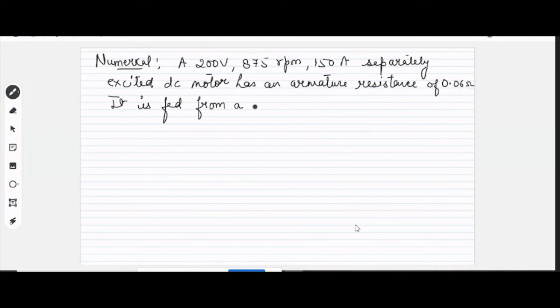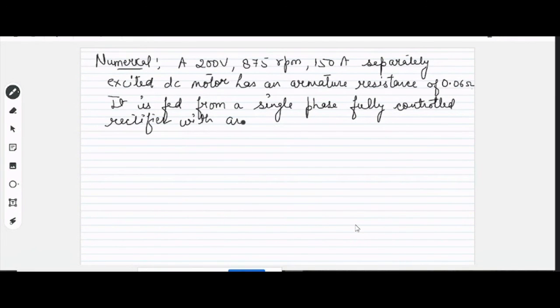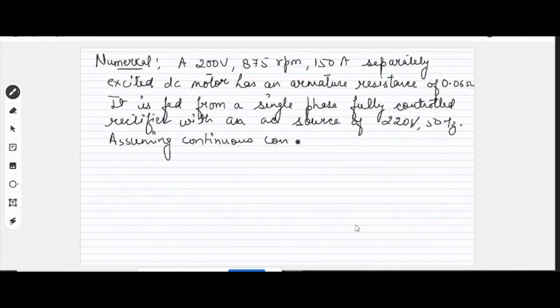from a single phase fully controlled rectifier with an AC source of 220 volts 50 hertz, right? They are saying that assuming continuous conduction mode that we discussed, calculate what we have to calculate.